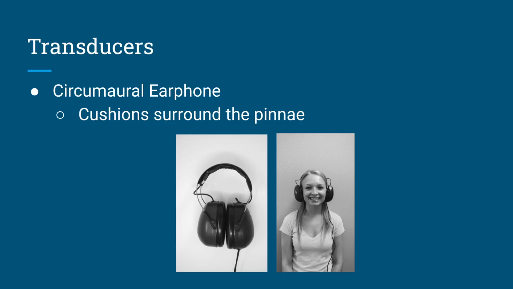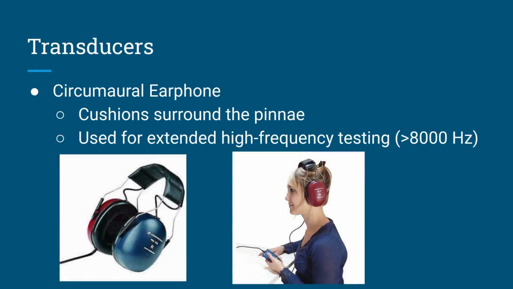The circumoral headphone is essentially a hearing protector earmuff with a transducer built in. It surrounds the pinna. It's far more comfortable than a supraoral headphone, and it has the benefit of being able to extend to test into extended high frequencies if you have a software module that allows you to do that. Like everything else, you pay extra for features, and that is the extra feature that you pay for if you want to test up to 16,000 or 20,000 hertz.